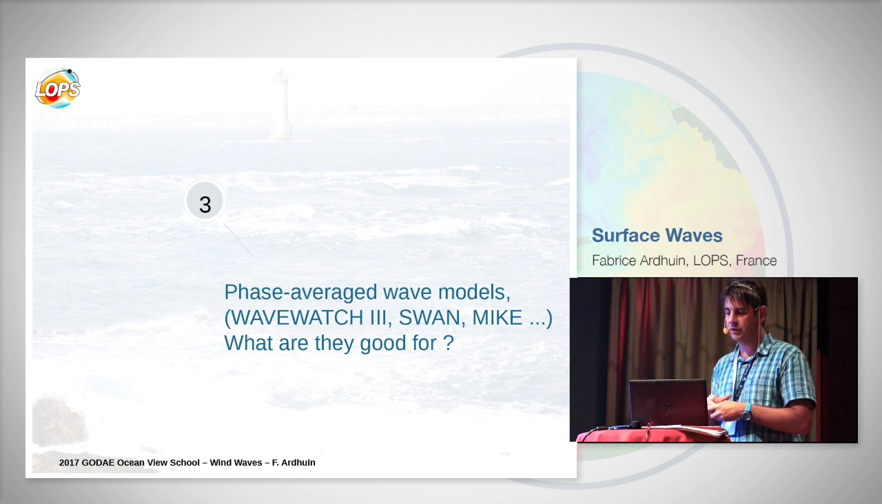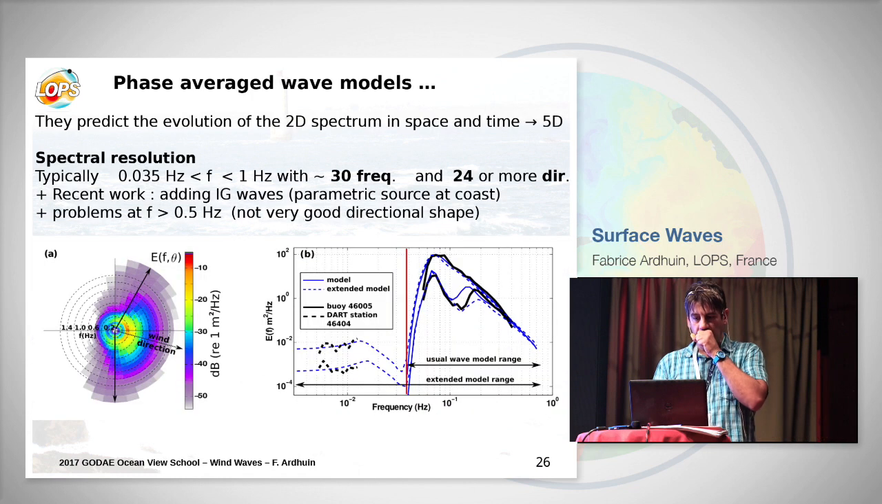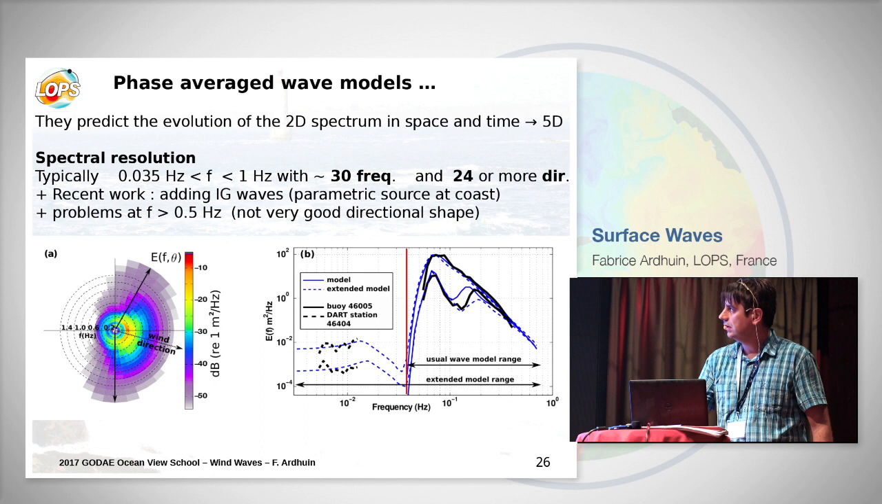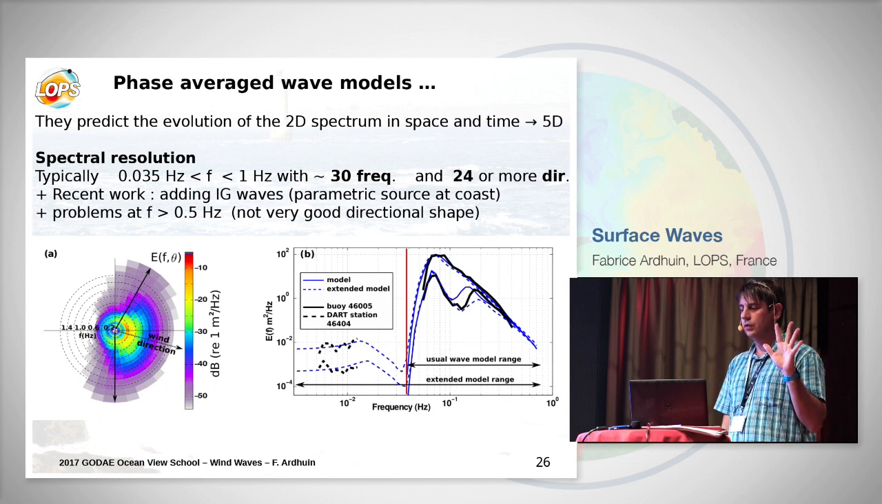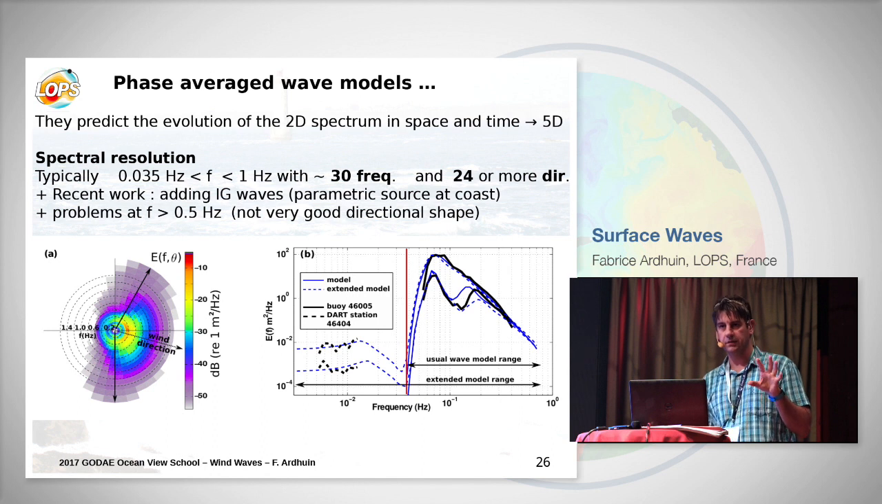And these are typically WAVEWATCH III, which I work with, SWAN or MIKE or other things. What they do is take the 2D spectrum and evolve it in space and time. So we actually have 5 dimensions: frequency, direction, x, y, and time. Because of that, wave models are memory intensive.